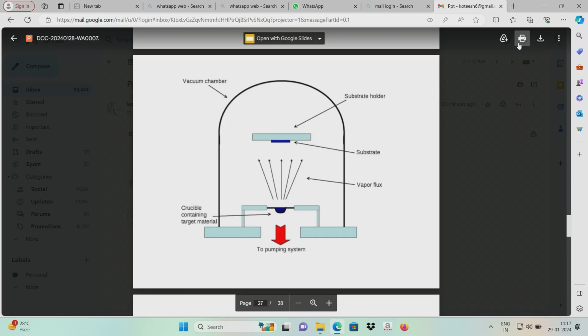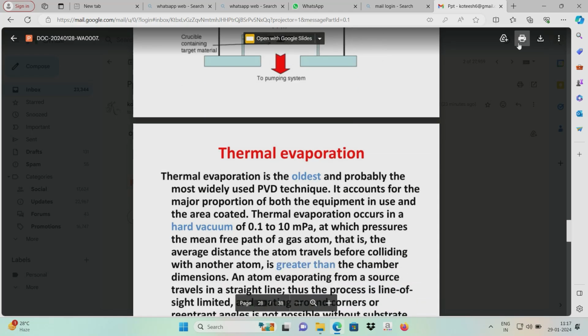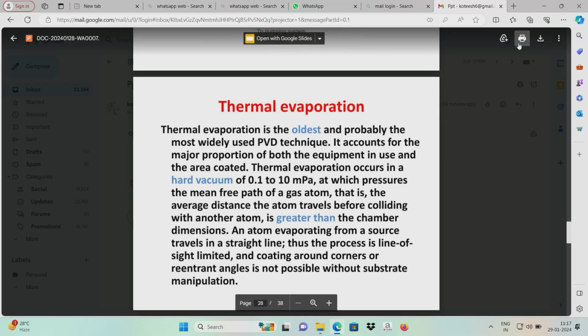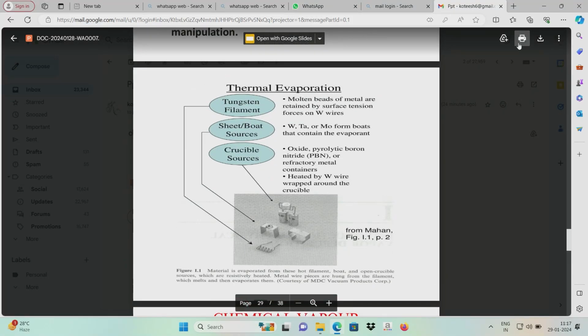And here is how it works. Thermal evaporation is the oldest method, and the mean free path is in the range of 0.1 to 10 milli Pascal, and it is greater than the chamber dimensions. That is the main advantage over here. And where do we use those things? Thermal evaporation is used with tungsten filament and sheet boat sources and crucible sources like this. So here I have mentioned some of the examples.